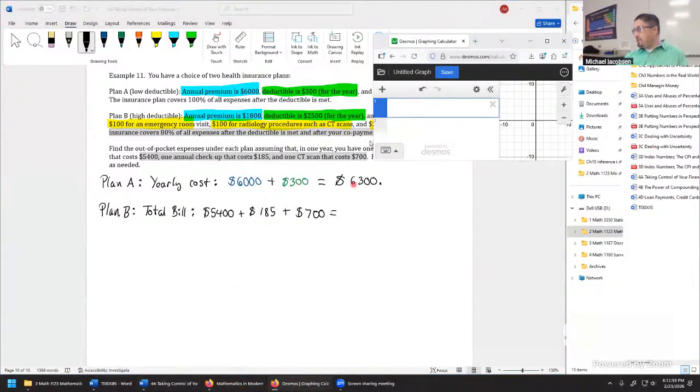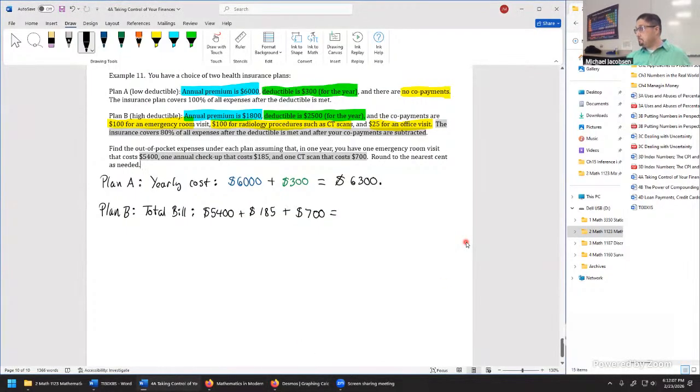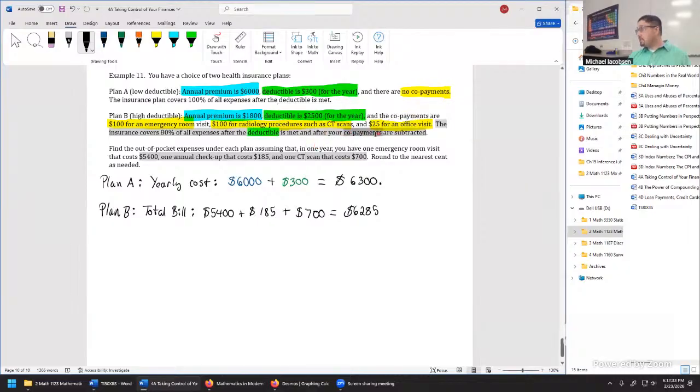So I'm going to treat myself to the calculator on this one. 5,400 plus 185 plus 700 gives us a total bill of $6,285. Now we're told that insurance covers 80%, but we can't work with that percentage yet because they're going to cover 80% of expenses after the deductible is met and also after copayments are subtracted. So we have to bring in the deductible on this plan as well as the copayments.